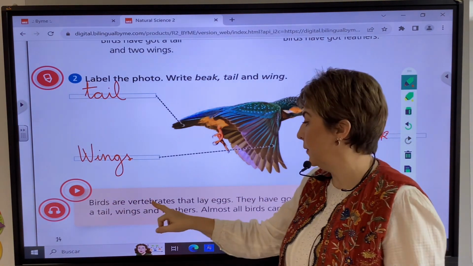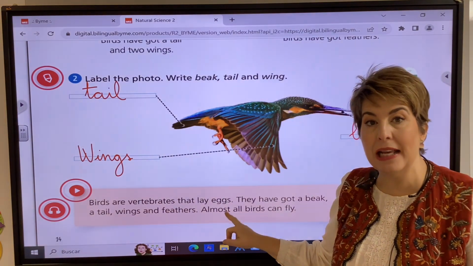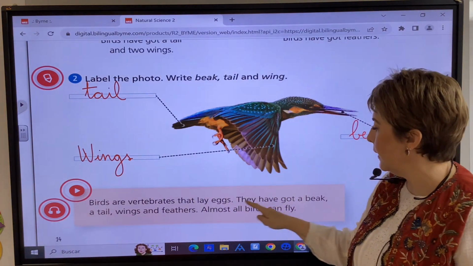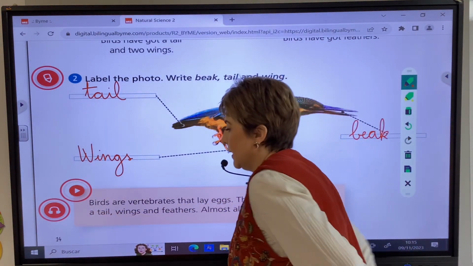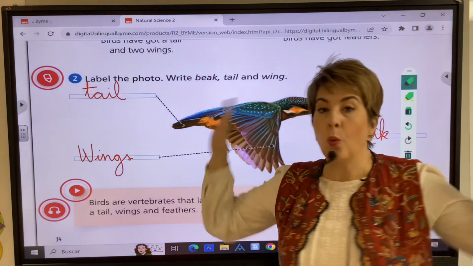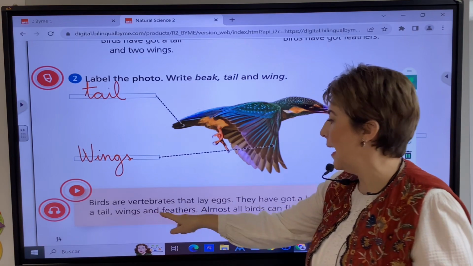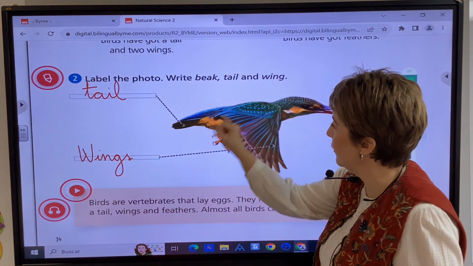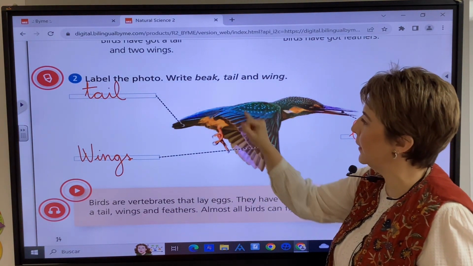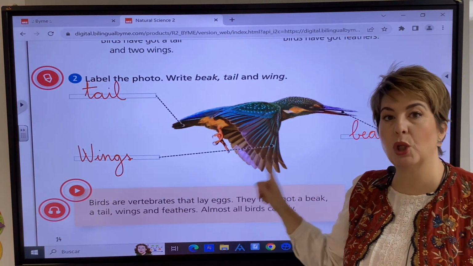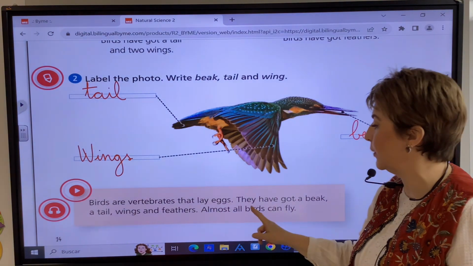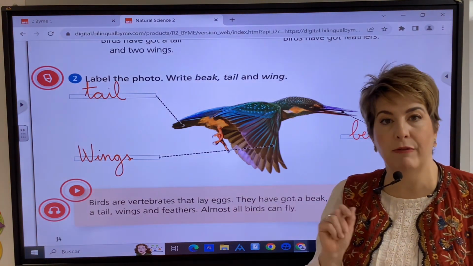Birds are vertebrates that lay eggs. They have got a beak, a tail, wings, and feathers. These are feathers, okay? What is covering their bodies are feathers. Almost all birds, so the majority of birds, can fly.